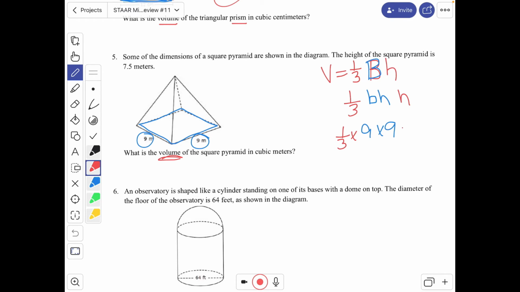And the problem told us the height of the pyramid was 7.5. Looks like we can simplify 3 and 9. Only one of the 9s. And then we multiply straight across to get our answer.